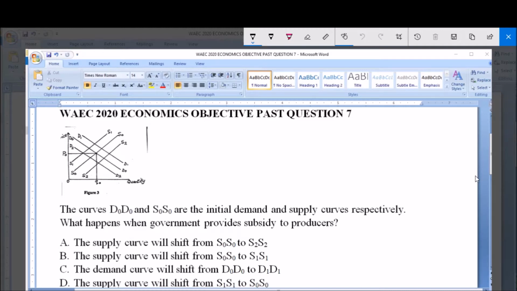What happens when government provides subsidy to producers? A. The supply curve will shift from S0, S0 to S2, S2. B. The supply curve will shift from S0, S0 to S1, S1. C. The demand curve will shift from D0, D0 to D1, D1. D. The supply curve will shift from S1, S1 to S0, S0.